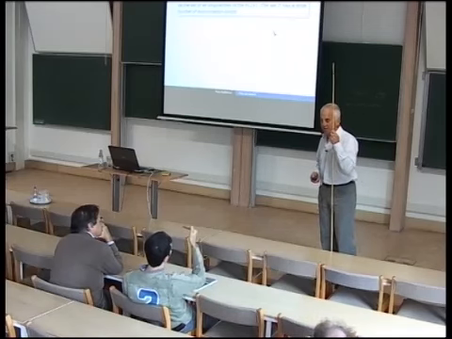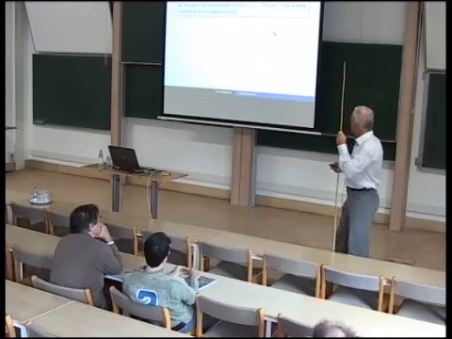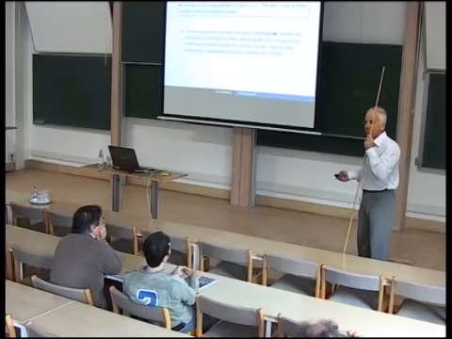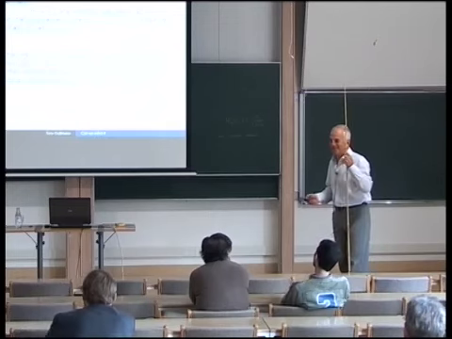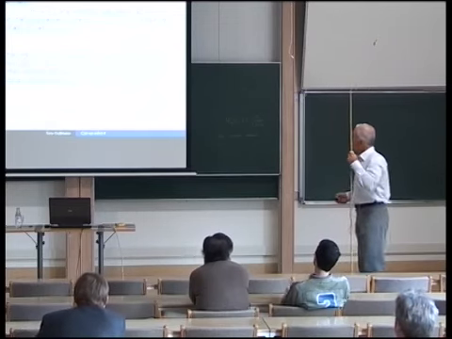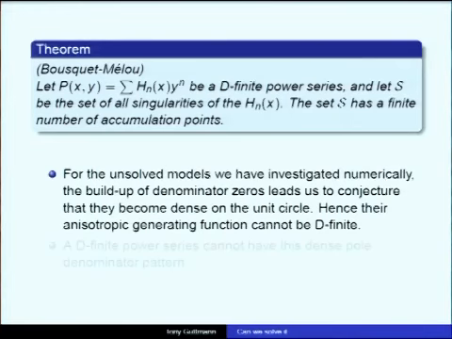Well, not yet anyway. Anyway, so for the unsolved models we've investigated numerically, this build-up of denominator zeros leads us to conjecture that they become dense on the unit circle, and hence that their anisotropic generating function cannot be d-finite.